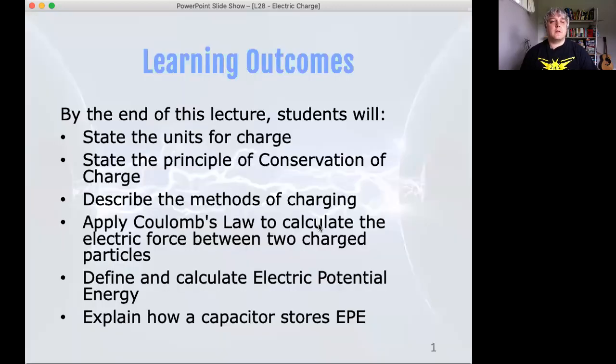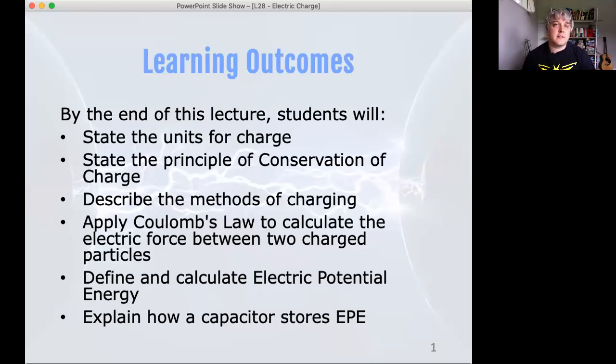We're going to talk a bit more about charge in general, what it means to have a charge, how objects get charge, and the forces that result from objects having charges. So our goals are to state the units for charge, state the principle of conservation of charge, describe the methods of charging, apply Coulomb's law to calculate the electric force between two charged particles, and then we're actually going to introduce electric potential energy. We've talked about energies, we've talked about potential energies, and now we're going to look at electric potential energy. And we're going to explain how electric potential energy is stored inside a capacitor.